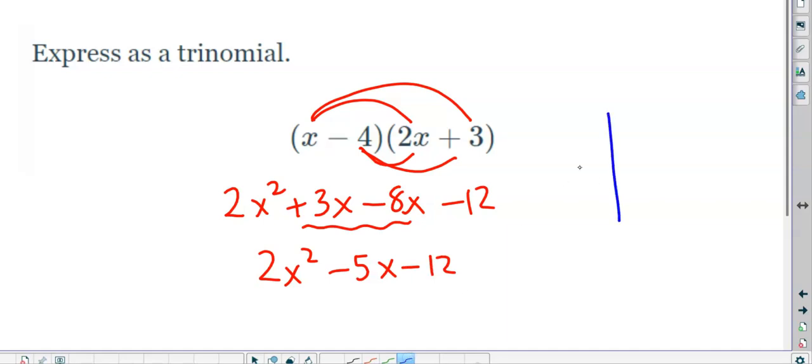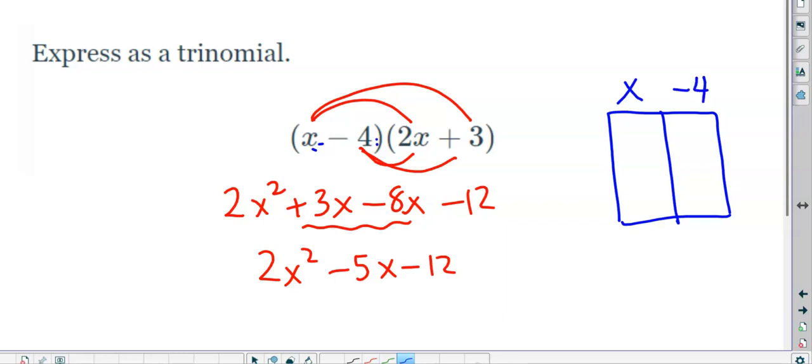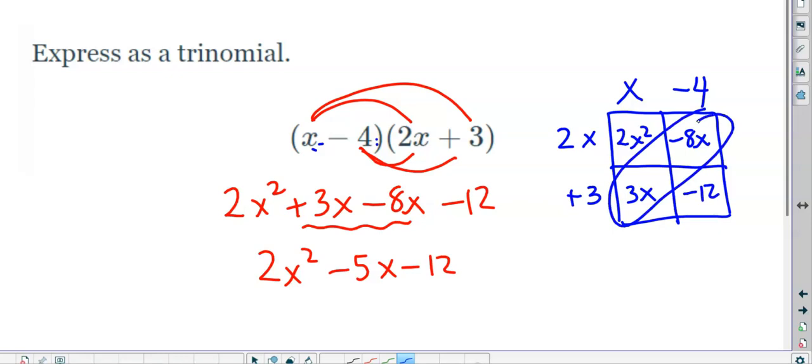The box method requires you to write a box that has the length of how many terms are in the first binomial, and you write the actual operation as well, and then over here on the side, should match the length of the second polynomial. So if the second polynomial was a trinomial, you'd extend the box like that and you'd make it a bit longer. So for us, we have a binomial times a binomial. Again, we get 2x squared minus 8x plus 3x and minus 12. And this time your like terms will be on the diagonals. So 2x squared minus 5x minus 12.